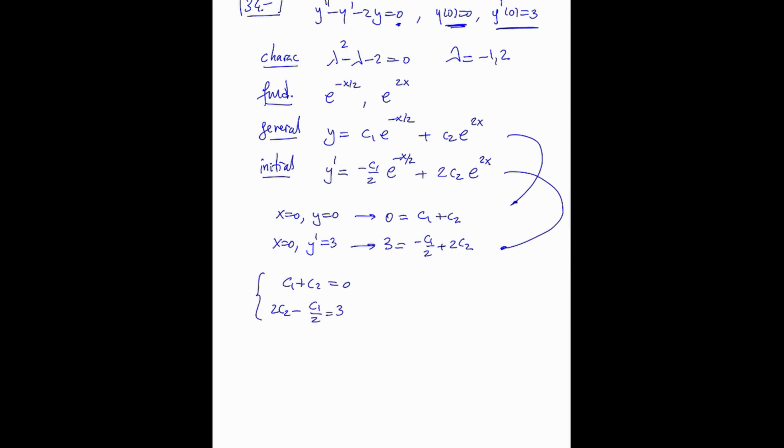And from here, what do we have? So c1 is equal to minus c2. So 2c2 plus c2, since c1 equals minus c2, equals 3. So this is 5 halves of c2 equals 3. So c2 equals 6 fifths, and c1 equals minus 6 over 5. And the answer is minus 6 over 5 e to the minus x plus 6 over 5 e to the 2x.